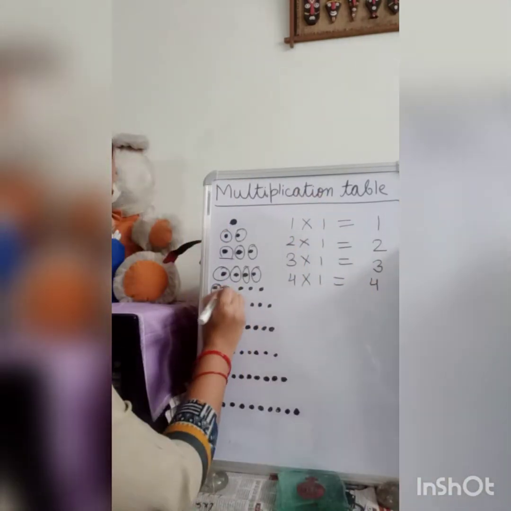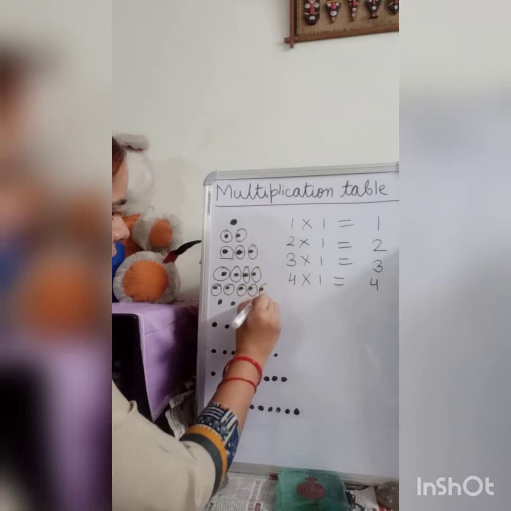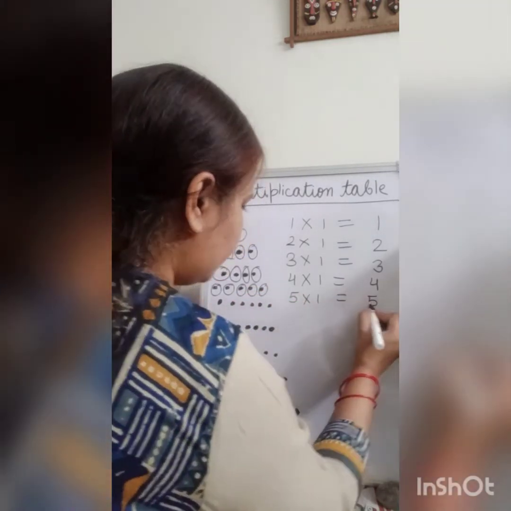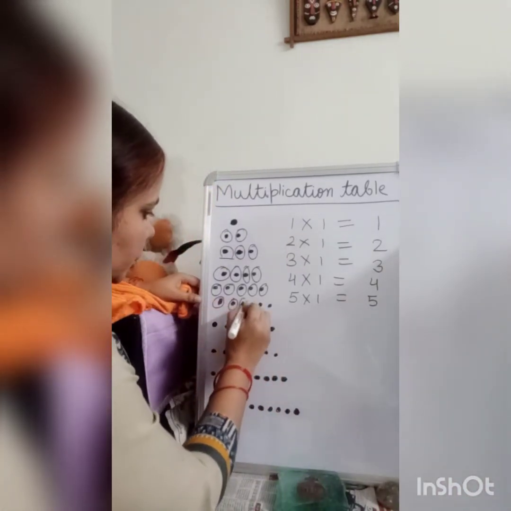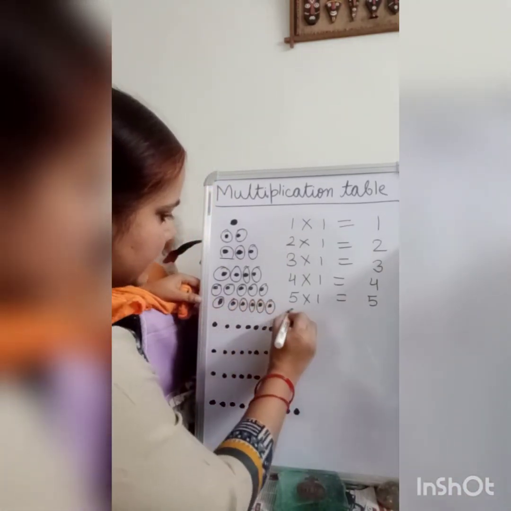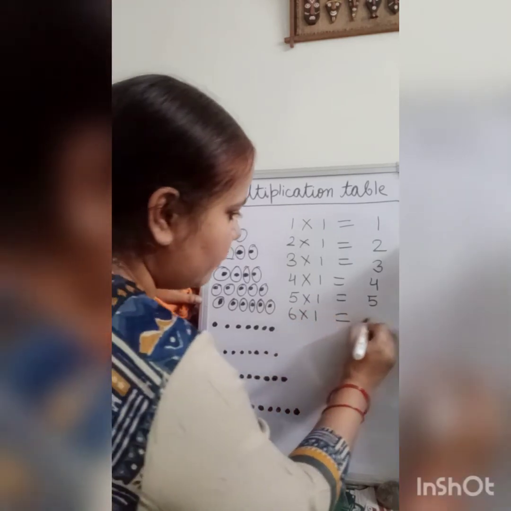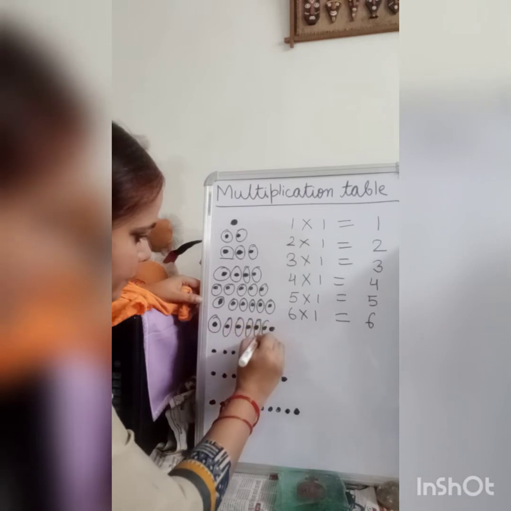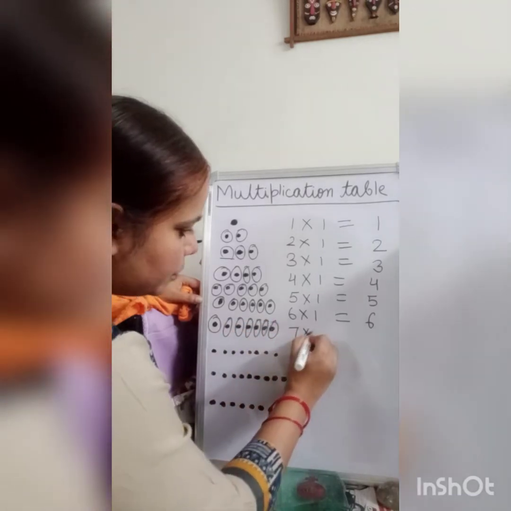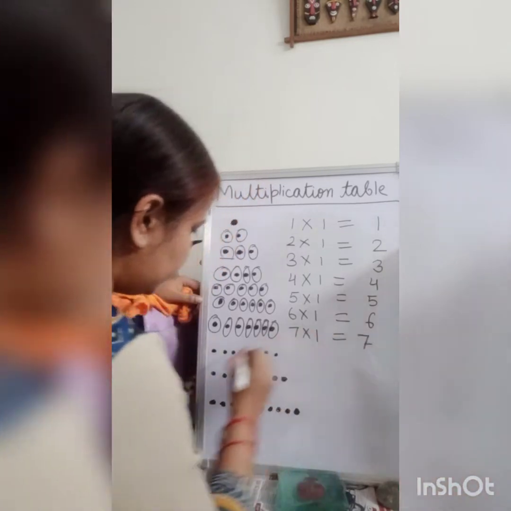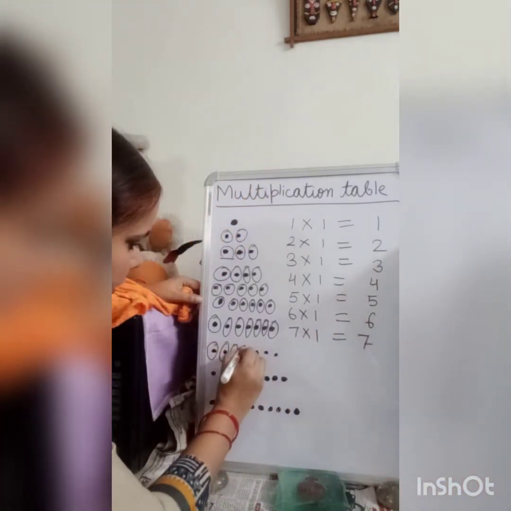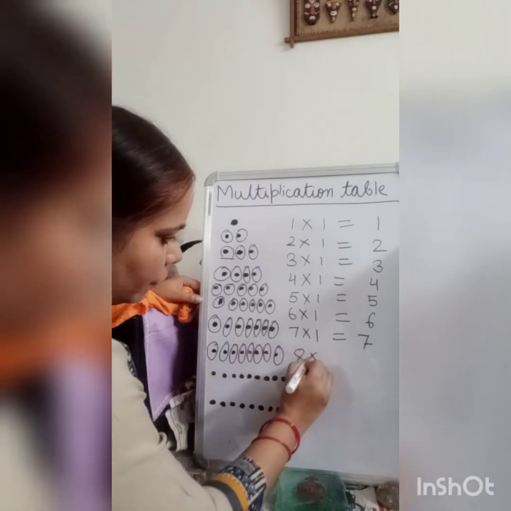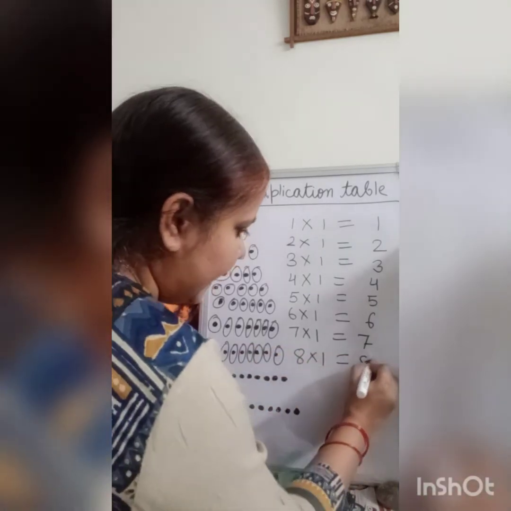And here 1, 2, 3, 4 and 5. 5 groups of 1 means 5. Here 1, 2, 3, 4, 5 and 6. 6 groups of 1 is equal to 6. 1, 2, 3, 4, 5, 6, 7. 7 groups of one thing means 7. Here 1, 2, 3, 4, 5, 6, 7 and 8. 8 groups of one object will be 8.